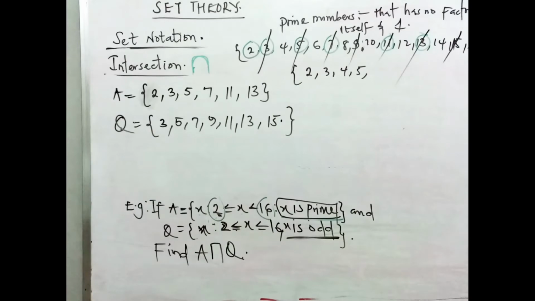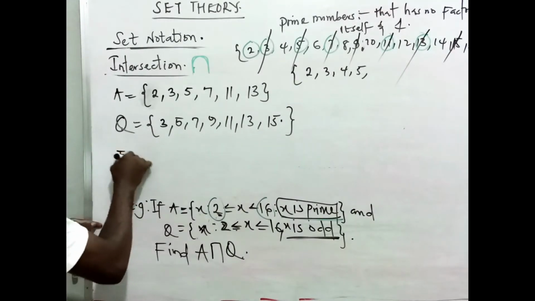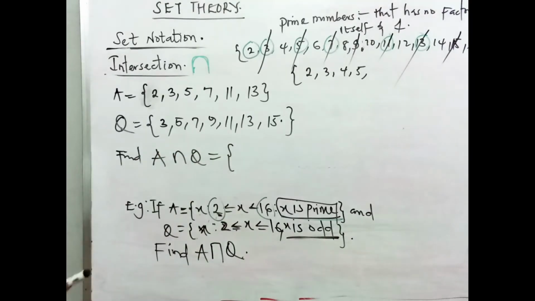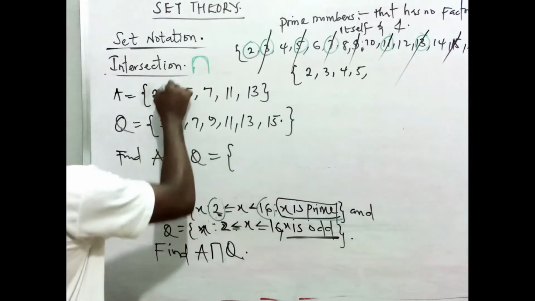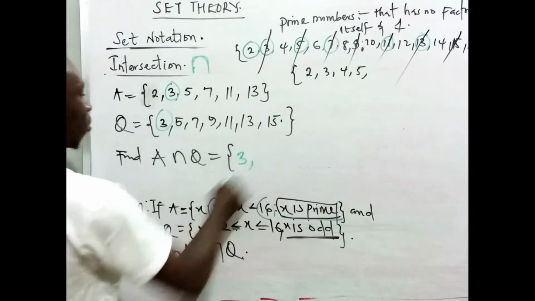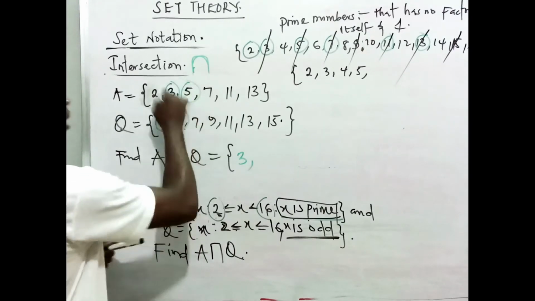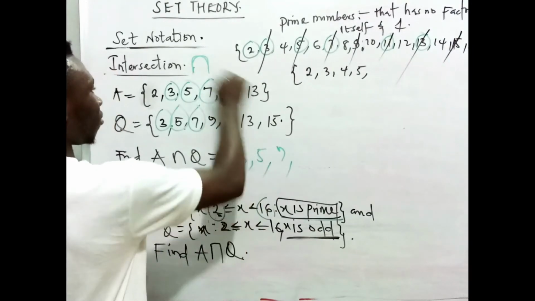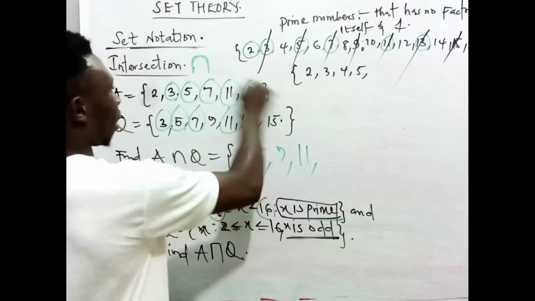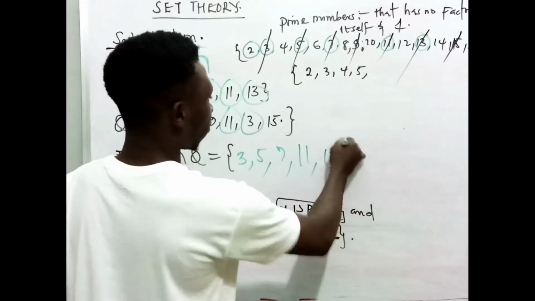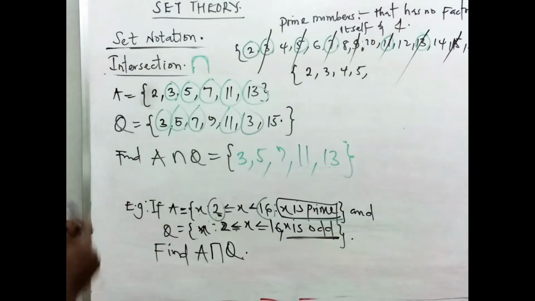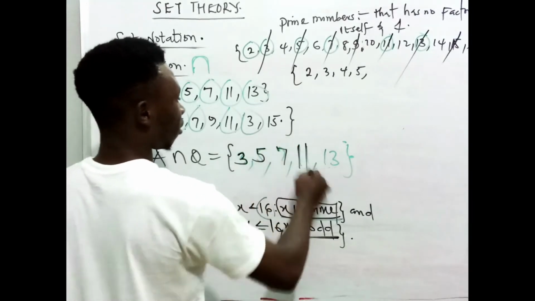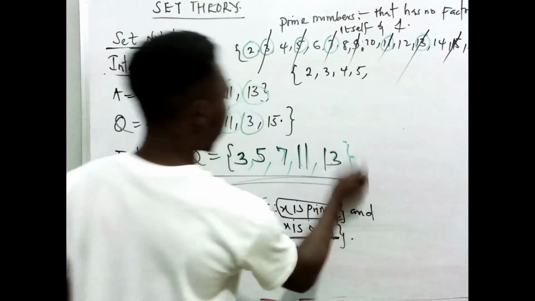Now, what does the question say? The question says find A intersection Q, which is what? What do A and Q have in common? They have 3 in common. What else do they have in common? They have 5 in common. What else? 7 in common. 11 in common. And 13 in common. Therefore, your A intersection Q is going to give you 3, 5, 7, 11, and 13 as your final answer.